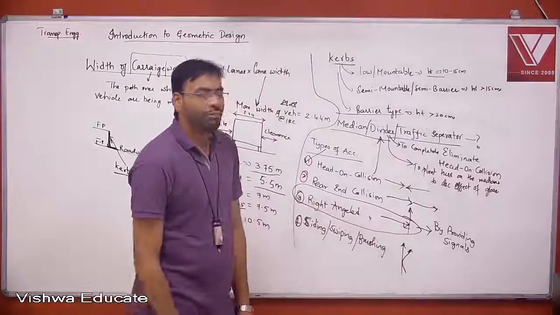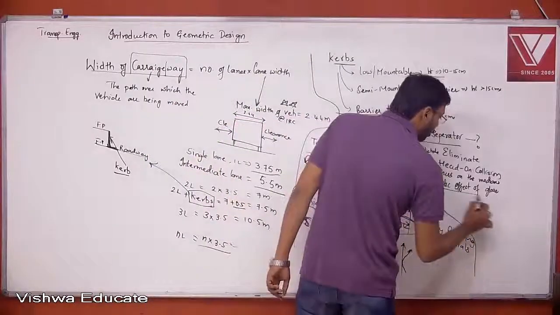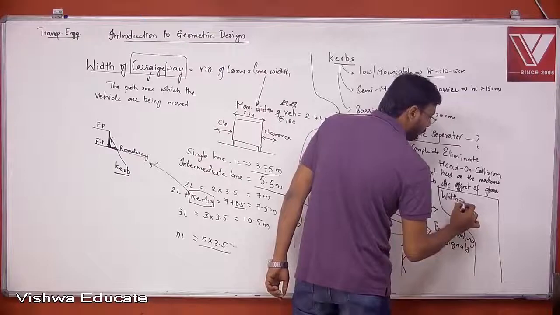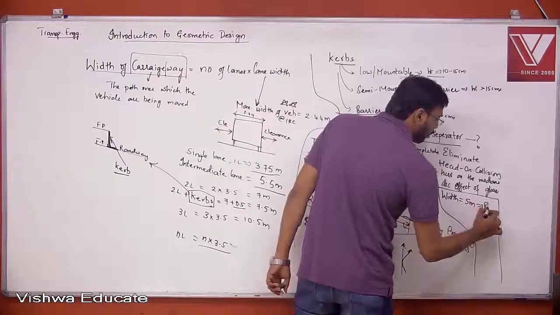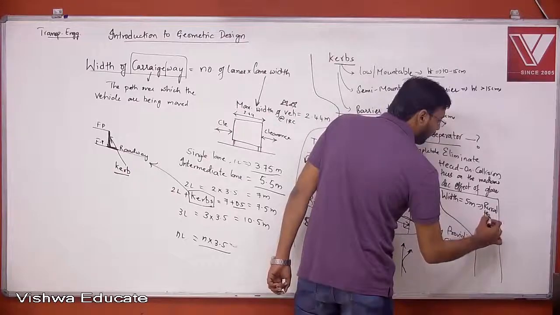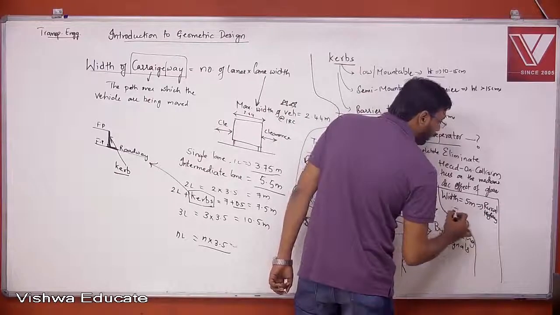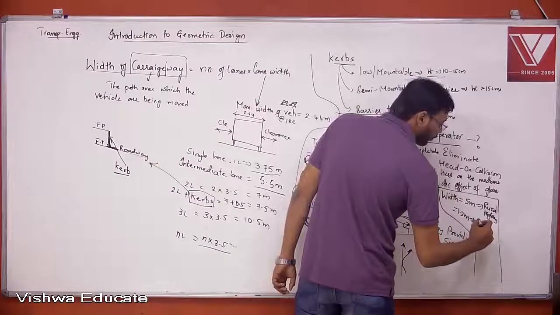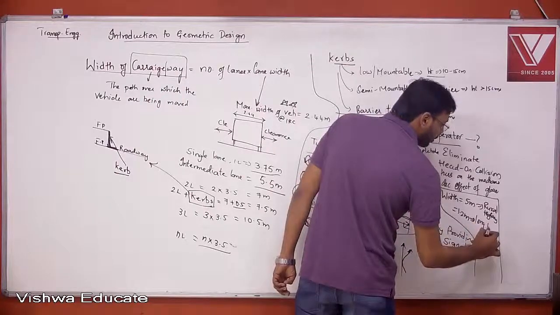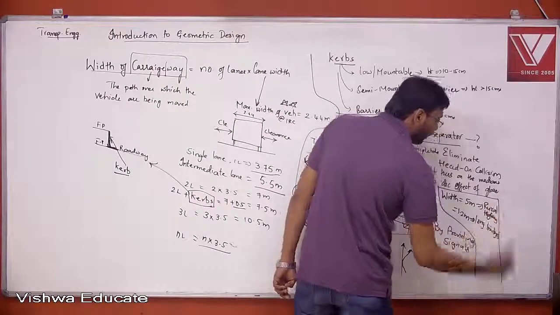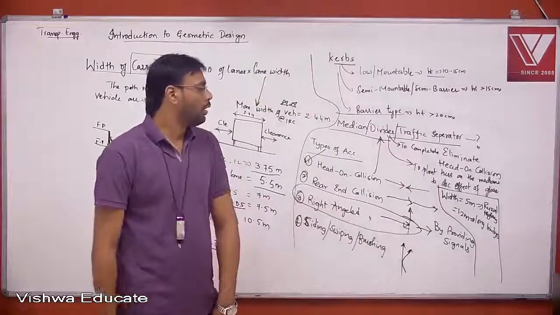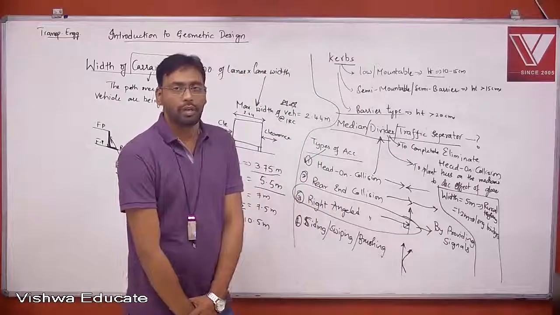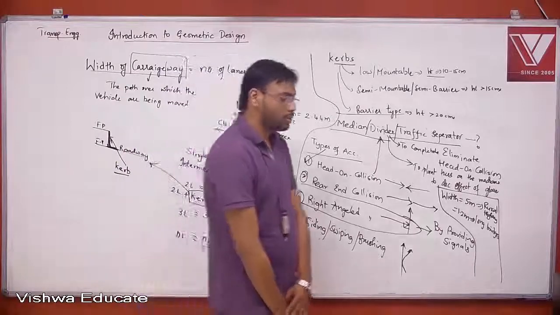Now finally about the medians, how much should I provide? What should be the width of the median? The width of the median should be 5 meters in case of rural highways, and you can limit it to 1.2 meters in case of long bridges and urban areas. So those are the minimum values of width for a median as per IRC, right? Now we can note these two things down.